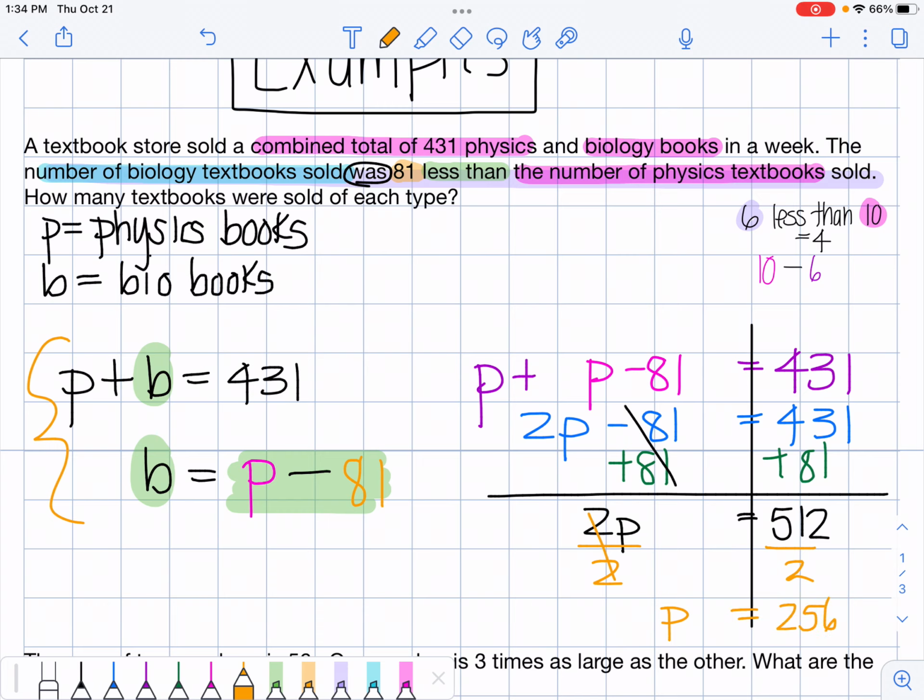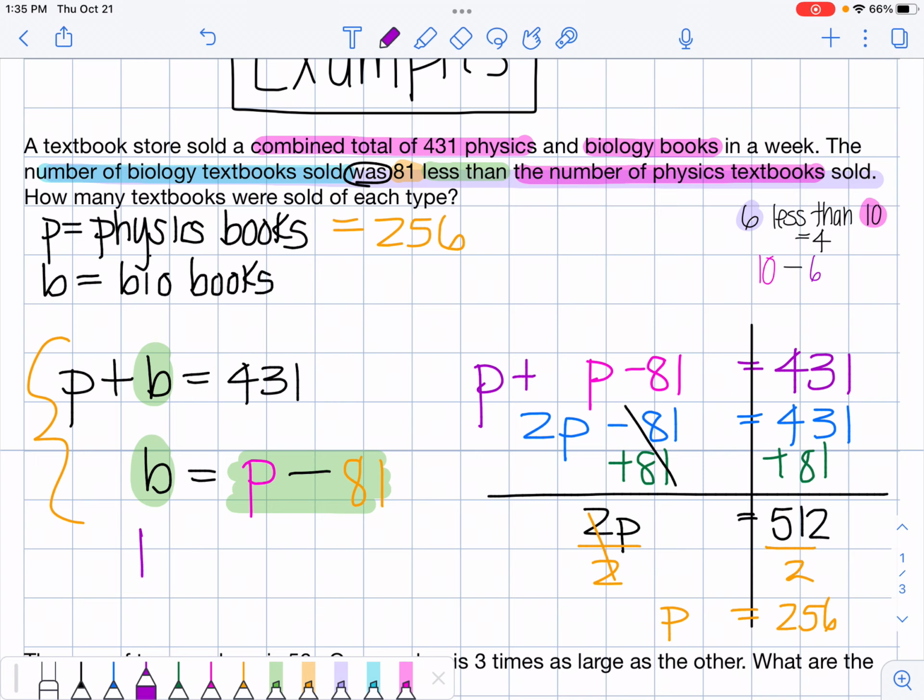Okay, what does that mean? That means the store sold 256 physics textbooks. How many biology books do they sell? Well, we have to take this number, 256, and plug it in somewhere where there's a p. You can choose which equation you want to use. Do you want to use this top one, or this bottom one? To me, I'm going to use this bottom one because I only have to plug in the 256. I don't have to solve for b, I just have to do the math.